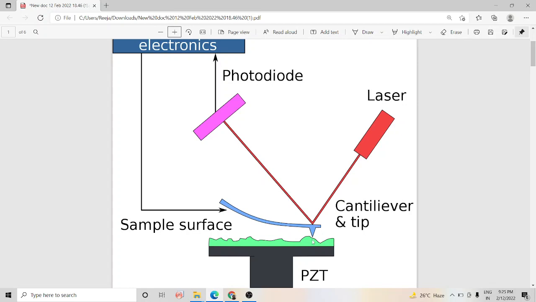Now, the force of attraction or repulsion between this probe and the sample is used to study the surface structure of the sample. The sample is placed on a piezoceramic tube, and as this tip moves over the surface, as it goes over these heights and when it comes along these depressions, the cantilever suffers some kind of vertical deflection as it passes over the different topographical variations on the surface.